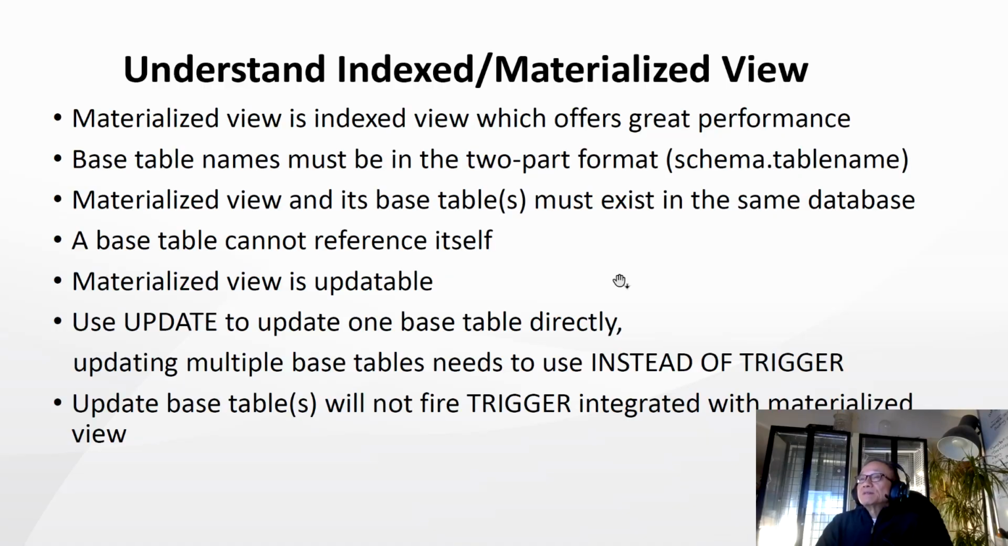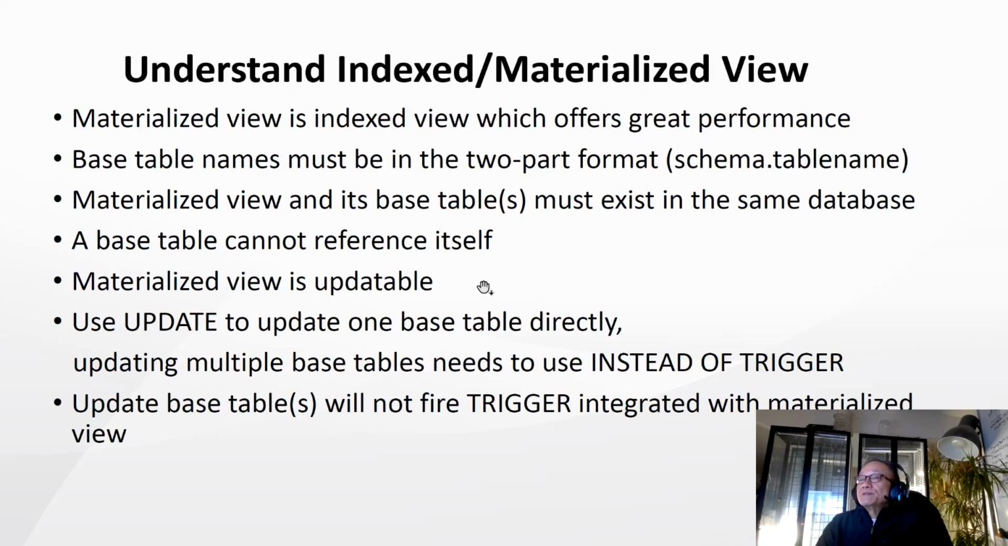The base tables of a view must use the two-part format. In other words, we have to specify the schema a base table is located in. The materialized view or the index view and their base tables must exist in the same database. We cannot have a base table reference itself. In other words, we cannot do a self-join.